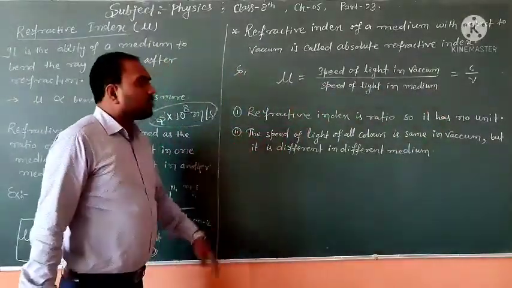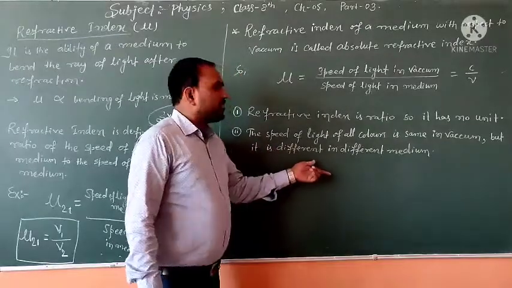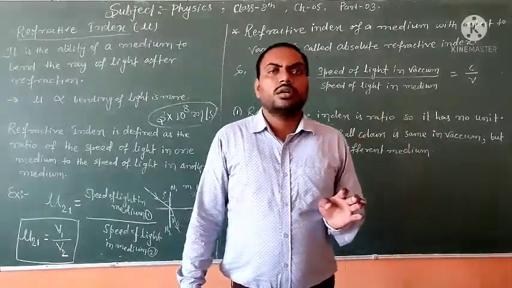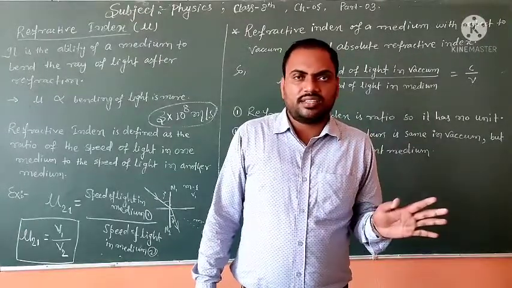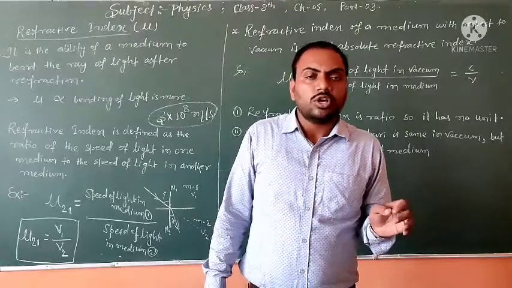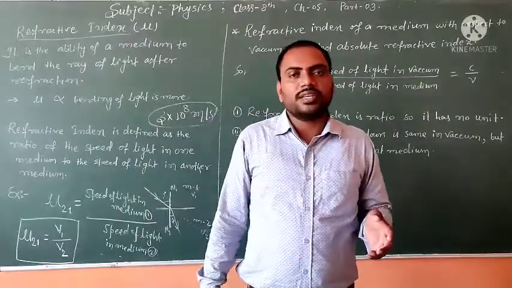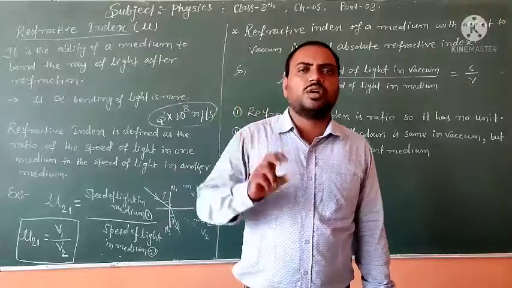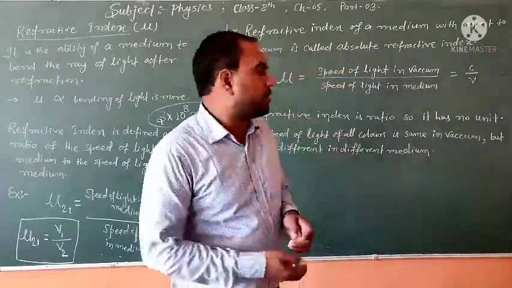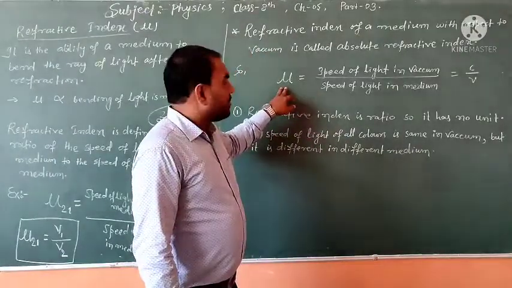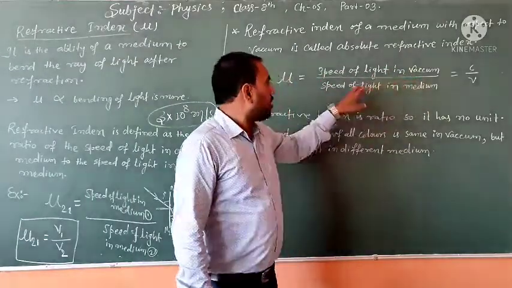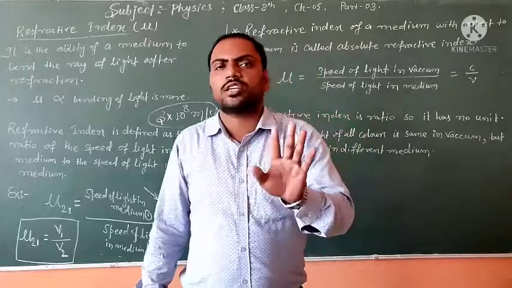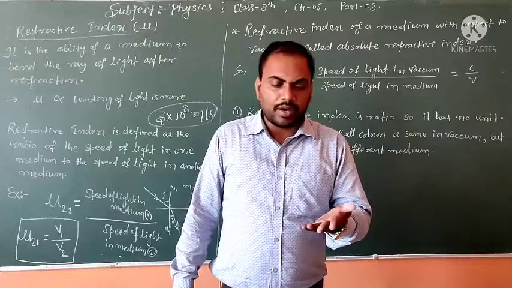The speed of light of all colors is the same value in vacuum, but it differs in different media. Air has the rarest density of any substance on the earth, so it has less optical density, and as light enters air, its speed is almost equal to the speed of light in vacuum. So the absolute refractive index is also sometimes written as the speed of light in air upon the speed of light in medium, because the speed of light in vacuum is almost equal to the speed of light in any medium. I hope you understand, dear.